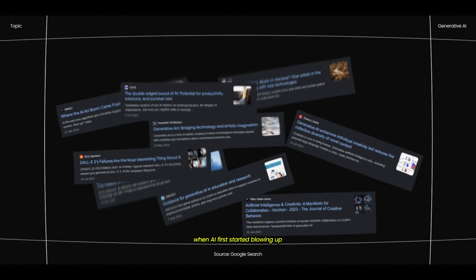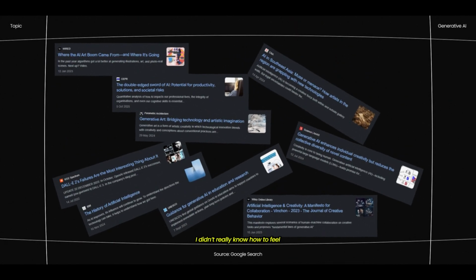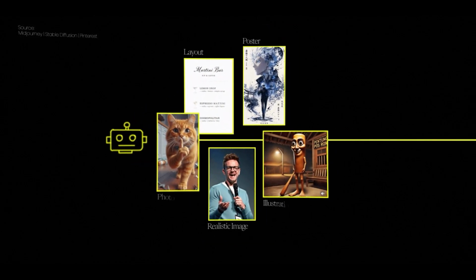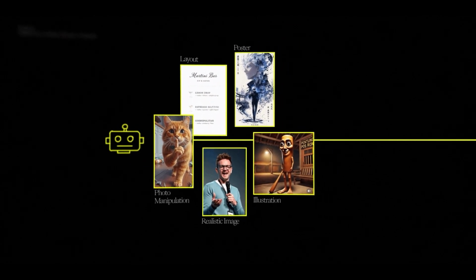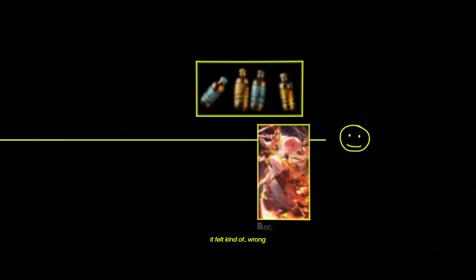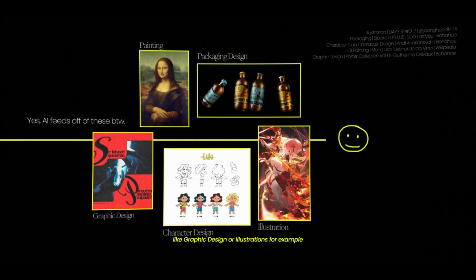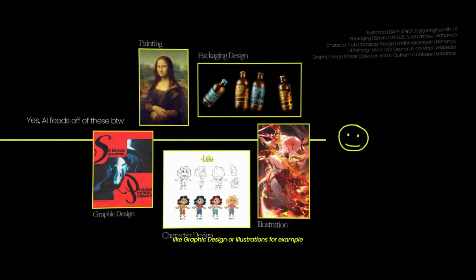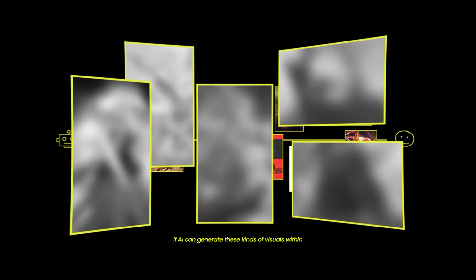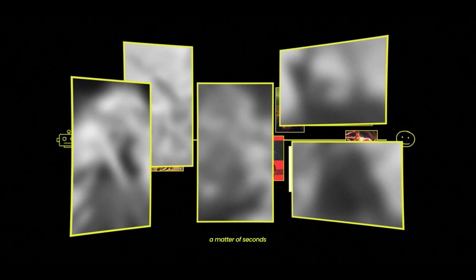When AI first started blowing up, I didn't really know how to feel. On one hand, it felt like a superpower. On the other, it felt kind of wrong. If you have worked in a creative industry like graphic design and illustrations, for example, you've probably wondered, if AI can generate these kinds of visuals within a matter of seconds, then what's my job?